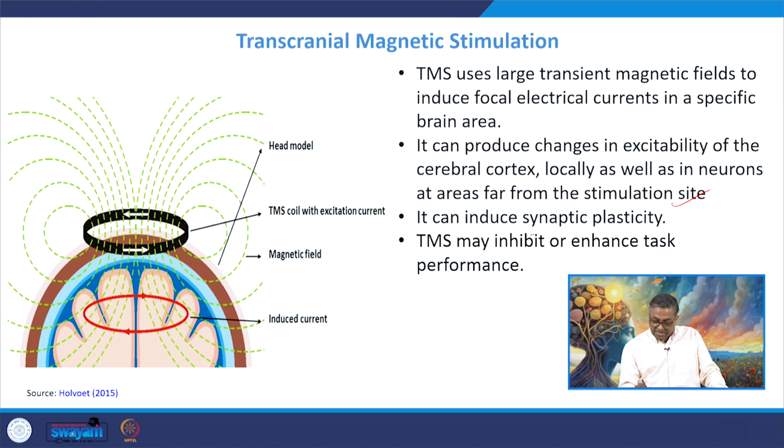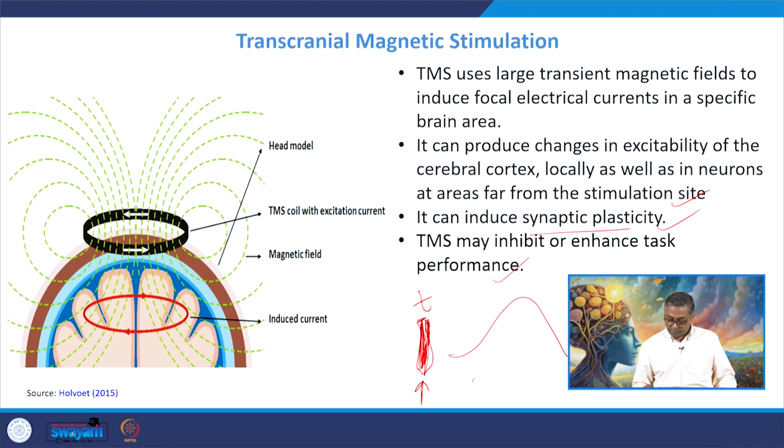Another important point, as I said, is that it can induce synaptic plasticity, which directly affects your learning and memory processes, rather than cortical excitability, which takes a little longer than usual to alter the processes. TMS may inhibit or enhance the task performance. Always remember one thing, whenever we are talking about a memory task and any sort of intervention is being provided at this time point, memory can either increase, or it can decrease, or it remains as it is.